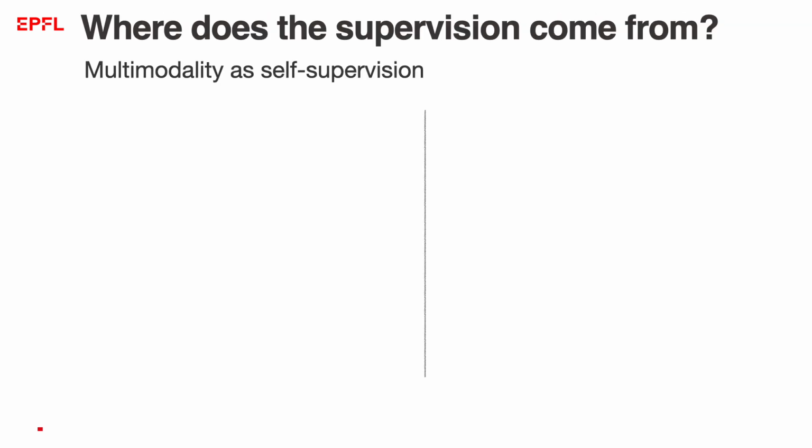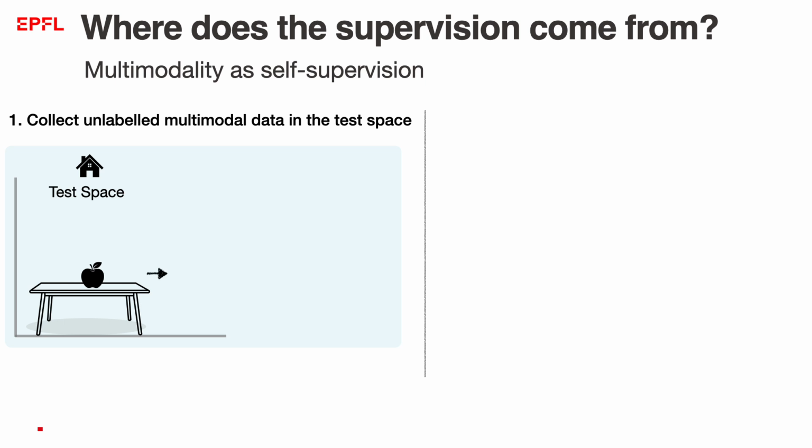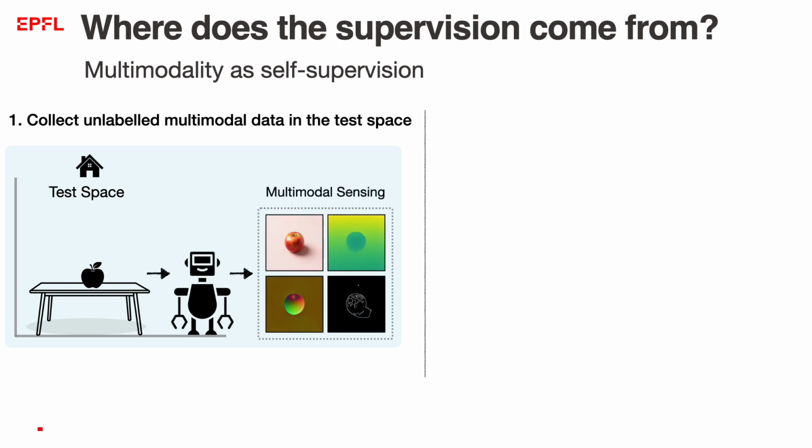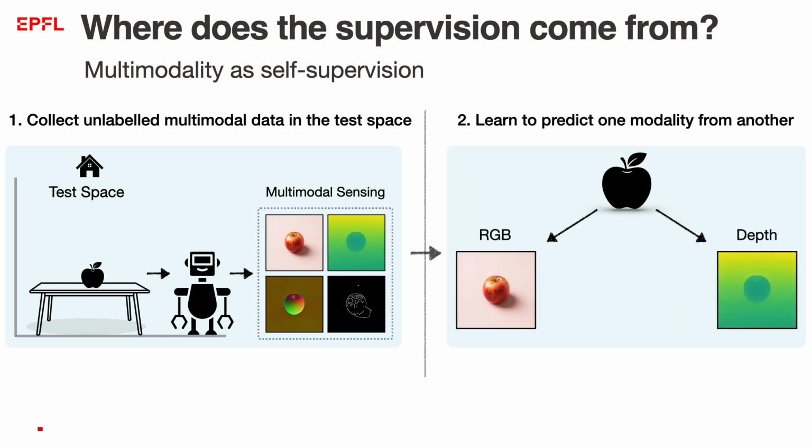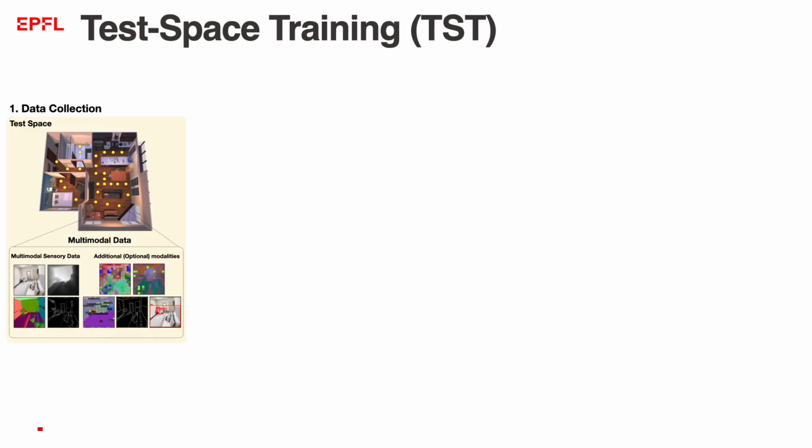This brings us to the key idea of the paper: where does the supervision come from? The answer is multimodality. In the test space, we can collect unlabeled data from multiple aligned sensors, for example RGB, depth, and other signals, all observing the same underlying physical world. Because these modalities are different views of the same scene, we can train a model to predict one modality from another. For example, given RGB, the model can predict depth, or vice versa. This is the core idea of cross-modal learning, and it gives us a self-supervised learning signal directly from the test space.